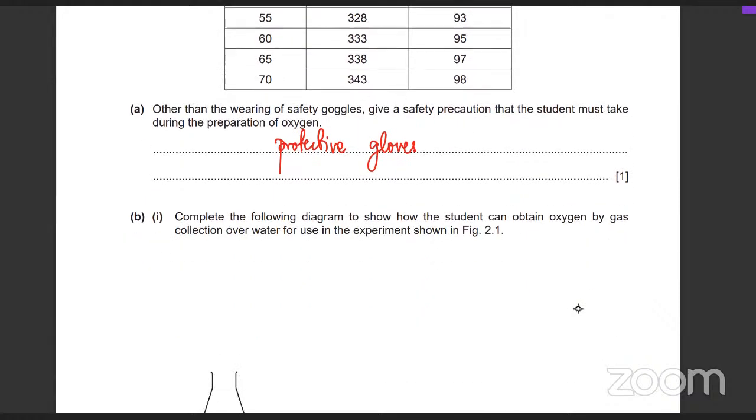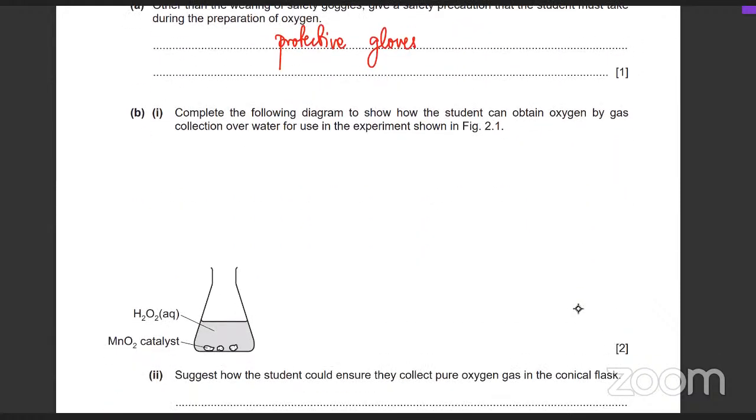Complete the following diagram to show how the student can obtain oxygen by gas collection over water. Now he's saying collect the gases over water, right? And so this is the reaction. Over water means that you'll have a tube, and there could be a trough. Collecting gas by downward delivery? No, over water. Over water means you have to bubble it through water.